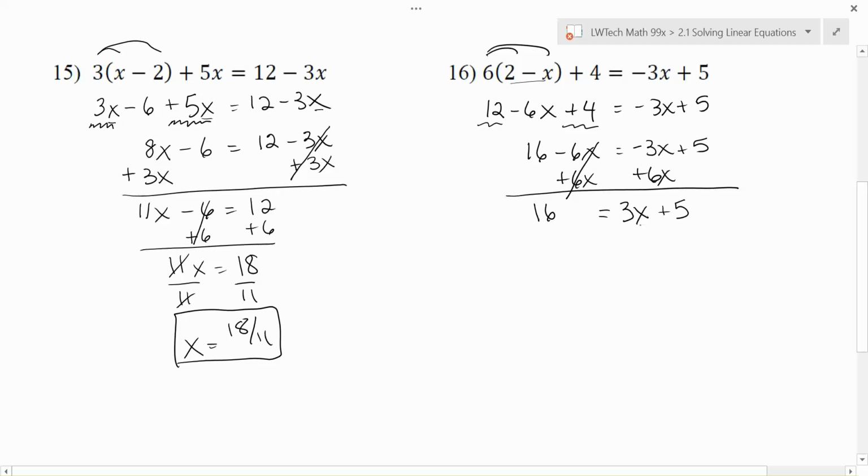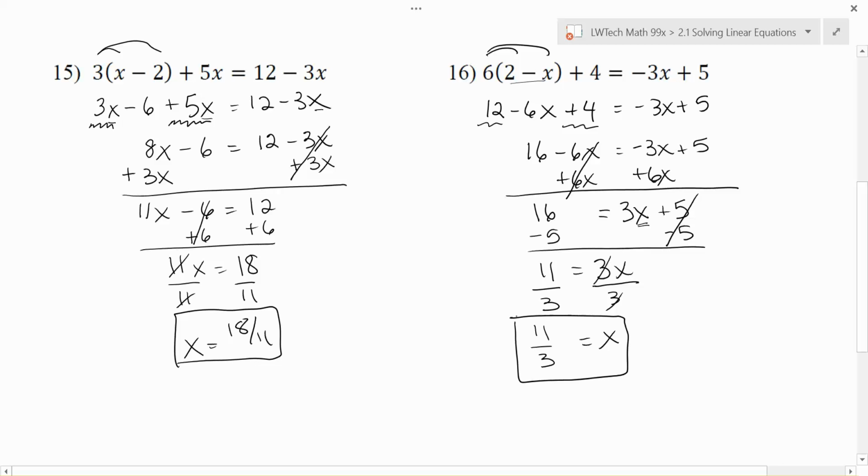Almost finished with this one. I've gotten it down to where I've got just a single x now, but it's being multiplied by 3 and added 5. Get rid of the plus or minus first, so we're going to minus 5 from each side. 16 minus 5 is 11, equals 3x, and the plus 5 minus 5 is gone. And then to finish getting the x by itself, we need to undo that times by 3, so we're going to divide both sides by 3. 3 divided by 3 gives me the 1x that I need. On the other side, 11 thirds, 3 doesn't go in evenly, so we'll just leave that as a fraction, and that will be my final solution.